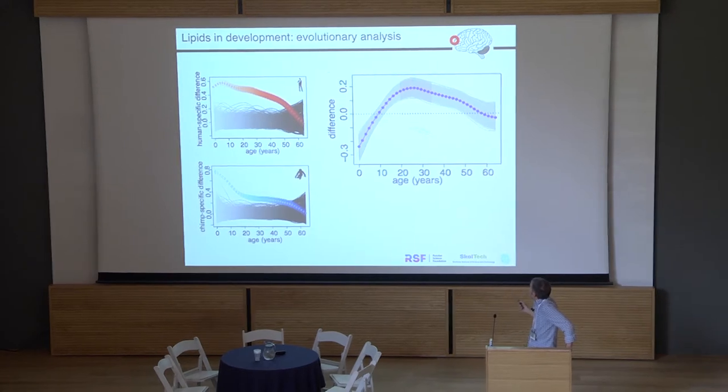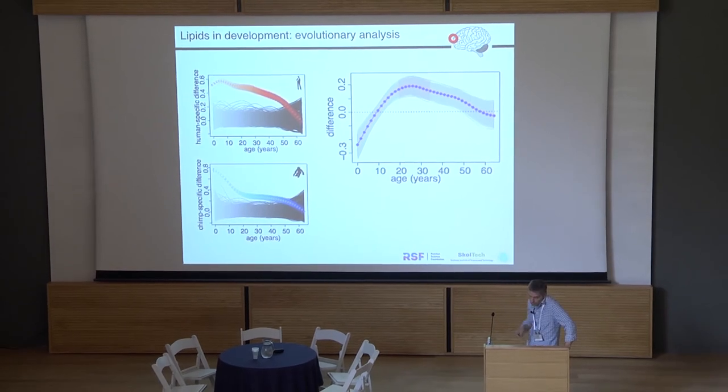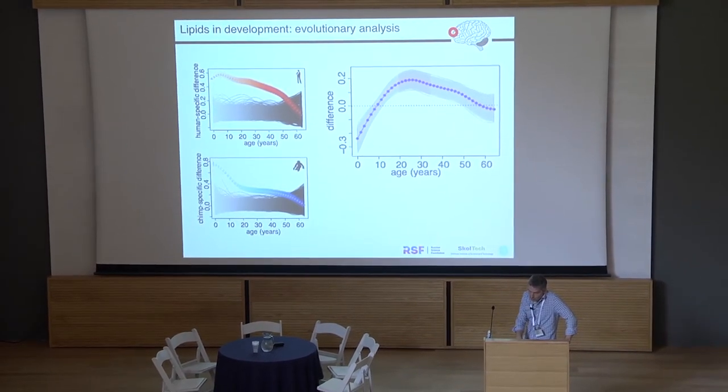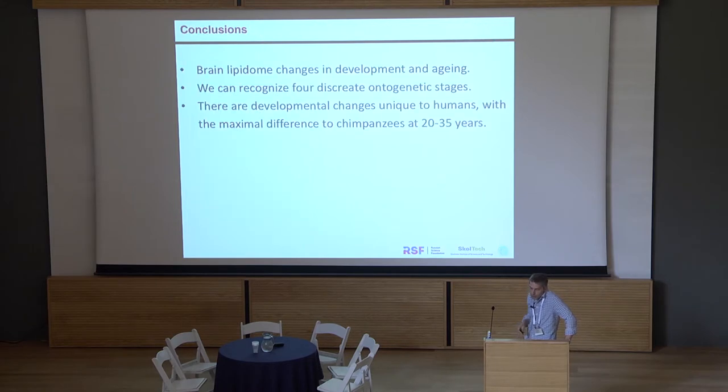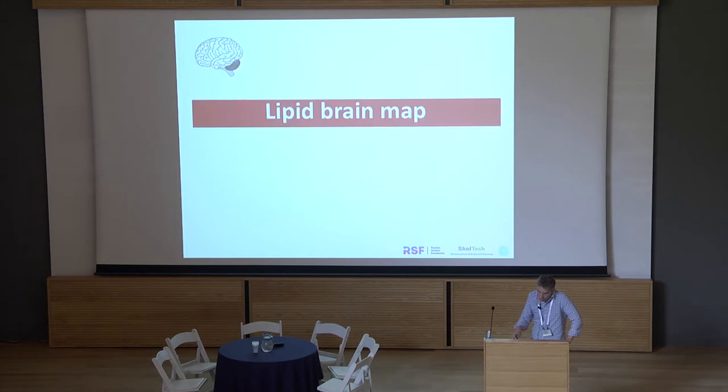Again, I'm not saying there was something bad happening later, but this is what the very preliminary analysis of lipidome changes in prefrontal cortex tells us. So, conclusion here: there are a lot of differences in ages, in aging, in development. There are four discrete ontogenetic stages from what we saw based on 400 individuals. Maybe if we had 4,000 individuals, we could recognize more stages, and the maximal difference between human-specific and chimpanzee-specific changes is 20 to 35.